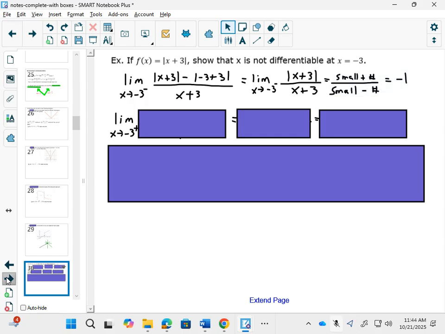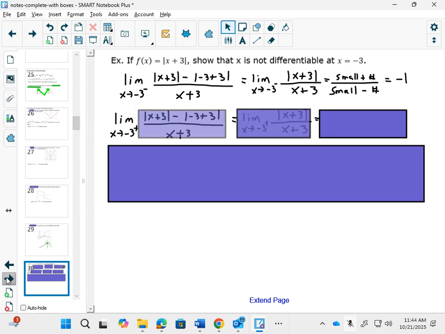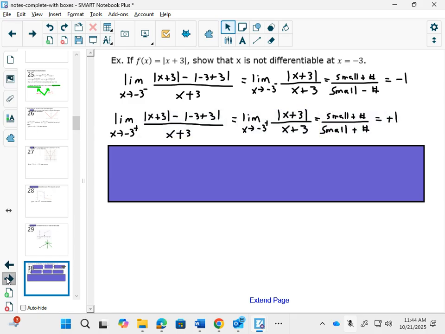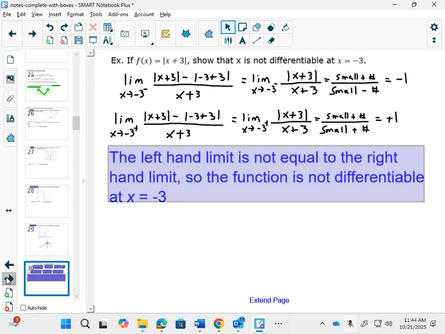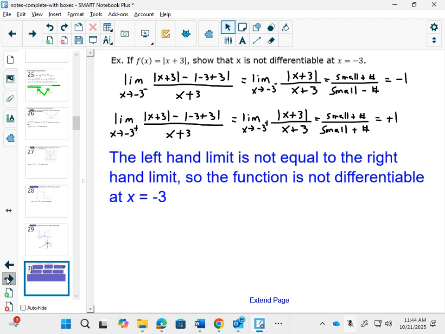But the bottom, because you're coming from the left, is a small negative number. The top is a small positive number. They've got to be the same number, so they'll always equal 1. But because one is positive and one is negative, you get negative 1. On the other side, you do the same thing, but this time they'd both be small positive numbers, so you get positive 1. And you make a statement that since the left-hand limit is not equal to the right-hand limit, it is not differentiable at x equals minus 3.